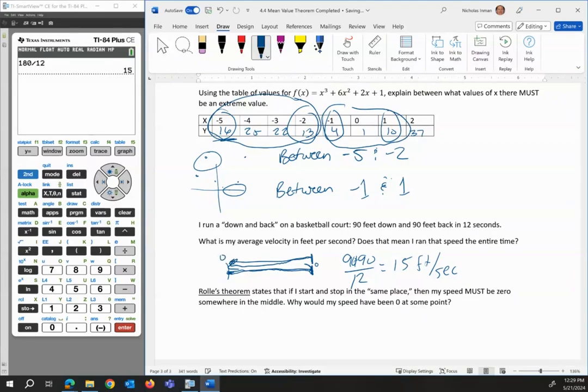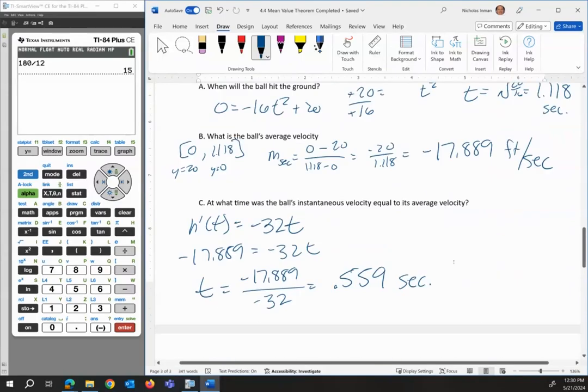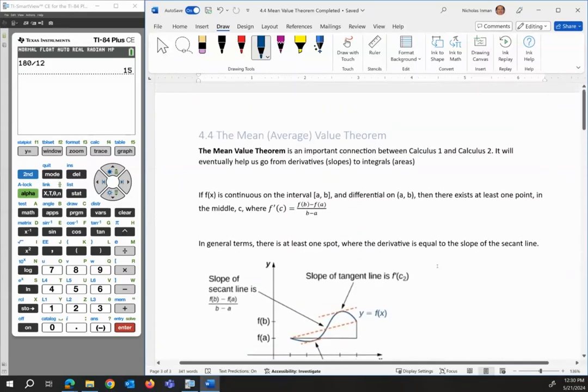So Rolle's theorem tells me that if I start here and end at this same spot, somewhere in time I had to have a slope of 0, a speed of 0. I had to stop sooner or later in order to go down and back. So that's Rolle's theorem and the mean value theorem. Again, they are useful further down the line. They're not all that useful for us right now, but hopefully they will be at some point.